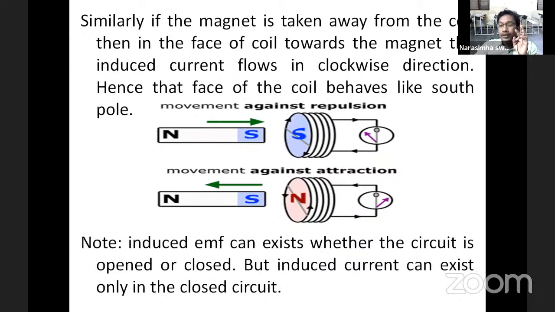Open means the two ends of the coil may or may not be connected, but at the two ends of the coil, EMF will definitely be generated. That is the note: induced EMF can exist whether the circuit is open or closed, but induced current can exist only in a closed circuit. Okay, so this is the point.